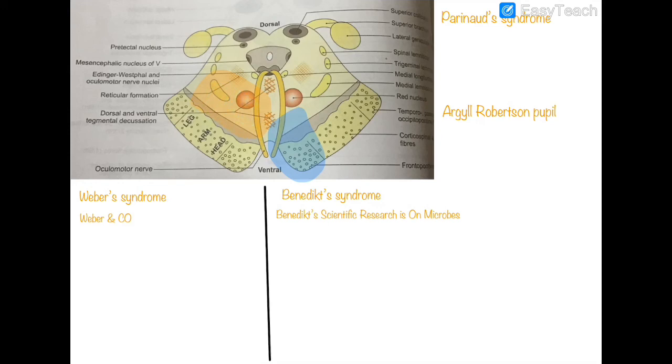If only the superior colliculus is affected, there will be Parinaud syndrome. And if the pretectal nucleus is damaged, there will be Argyll-Robertson pupil. Moving to Weber syndrome, the structures affected here are oculomotor nerve and corticospinal fibers. W for Weber, C for corticospinal fibers, O for oculomotor. So the effects will be corticospinal tracts are affected, there will be contralateral hemiplegia.